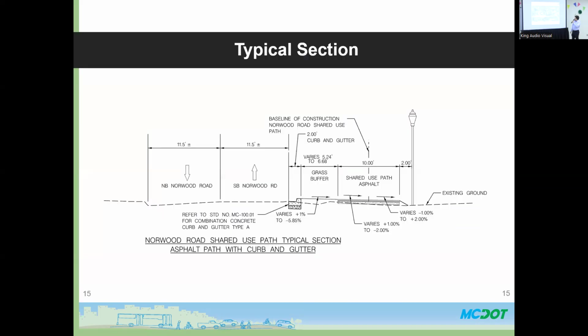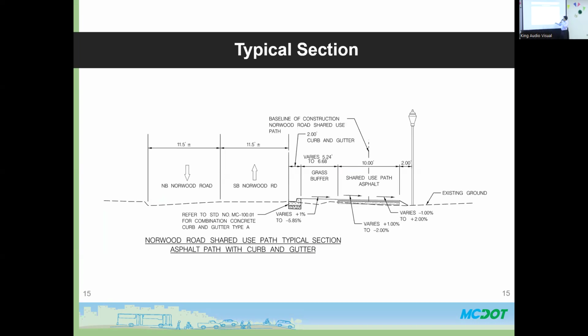Okay, can we go to the next slide, please? This is a typical section. If you can imagine, if you slice the roadway and look at it, another way to think about it is if you were driving down the road, what you would see through your front window. On the left side, this is if you're looking south. Imagine you turn down from 108 and are driving south down Norwood Road, this is what you would see. So again, southbound lane of Norwood Road, left side is the northbound lane.